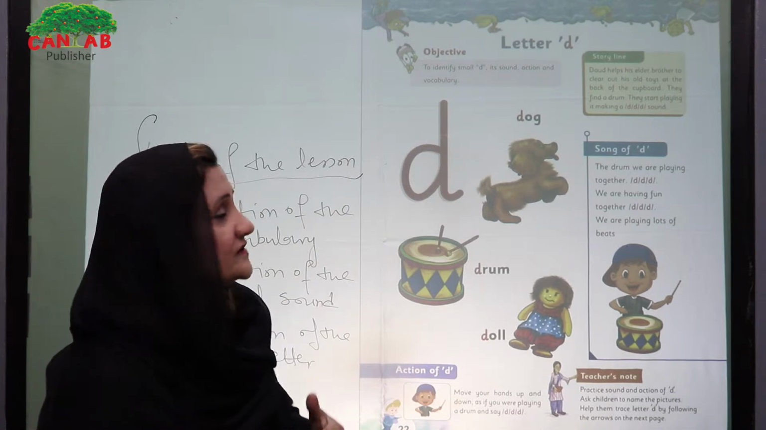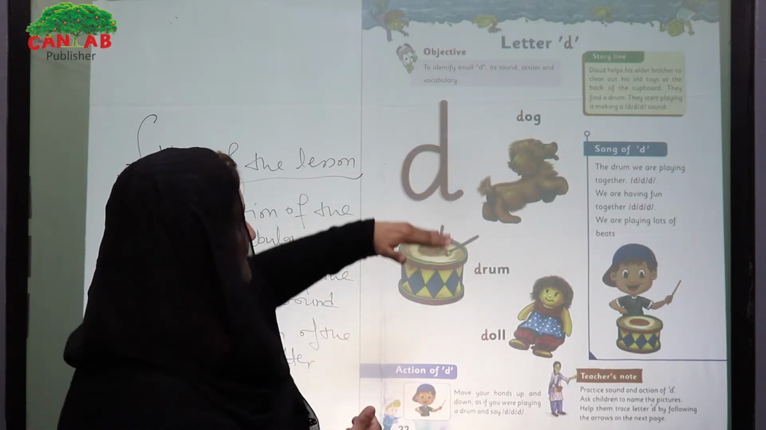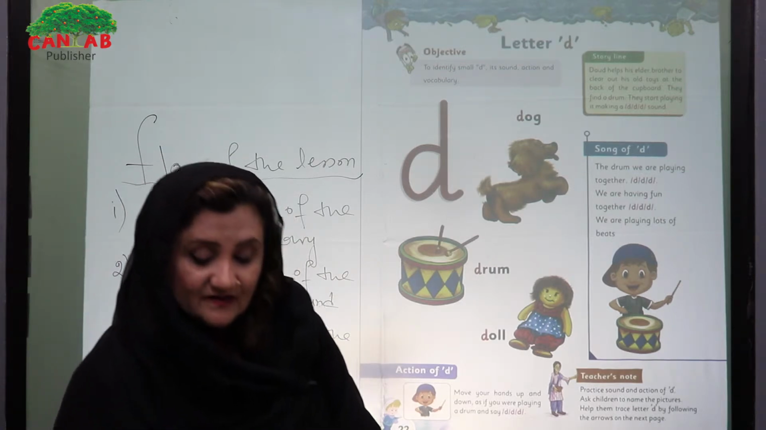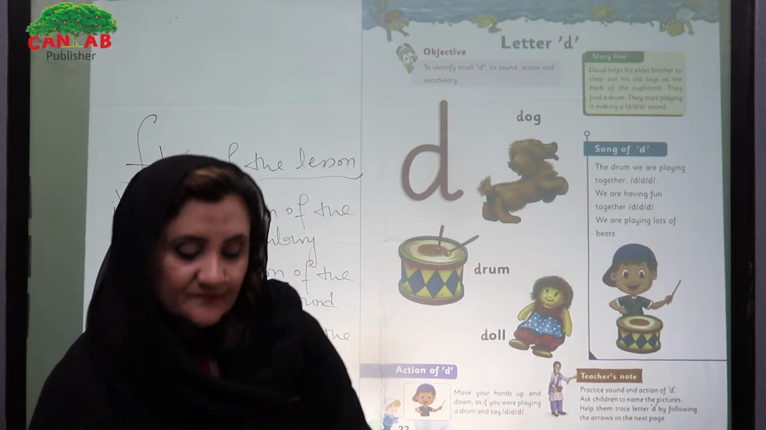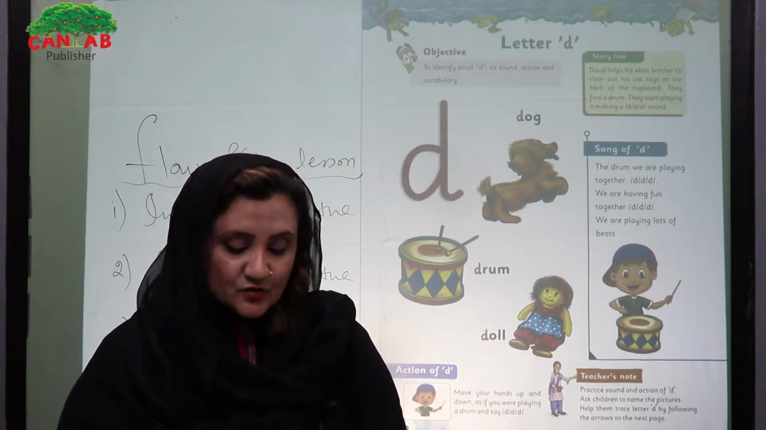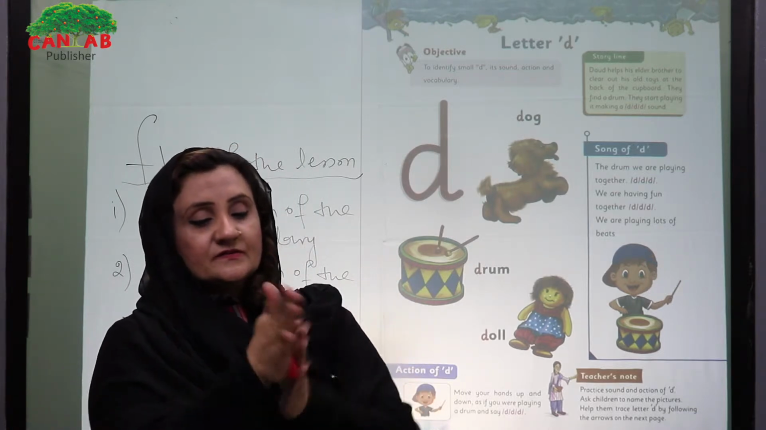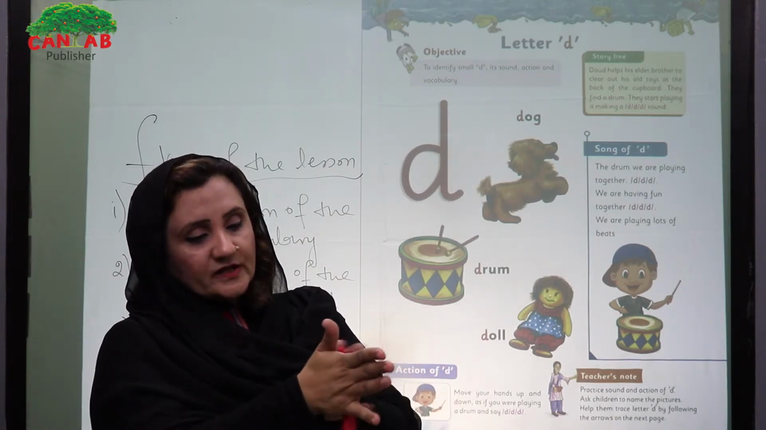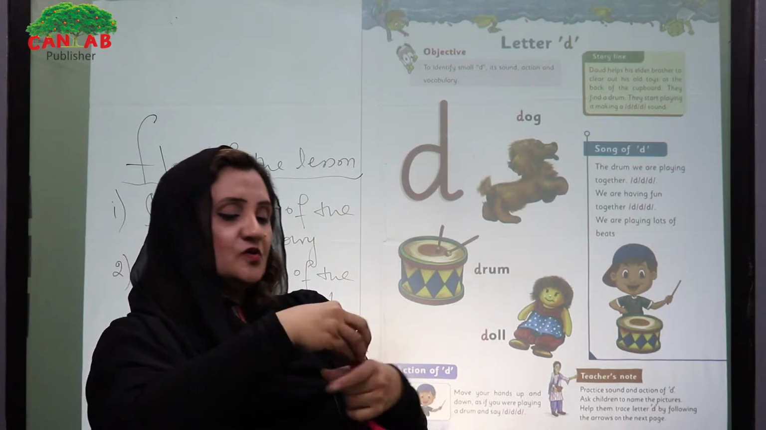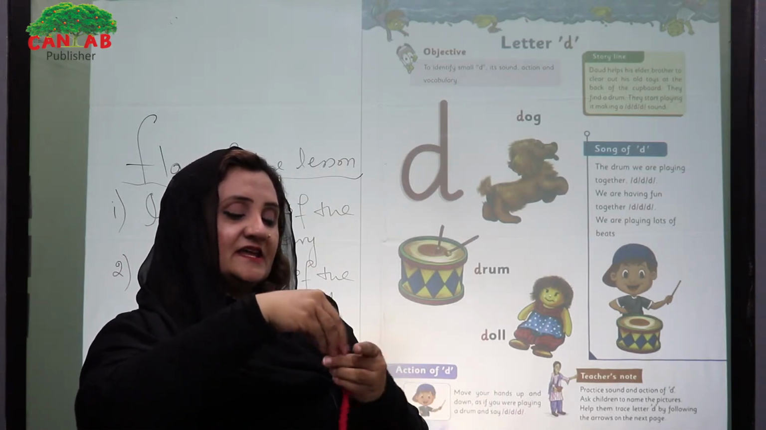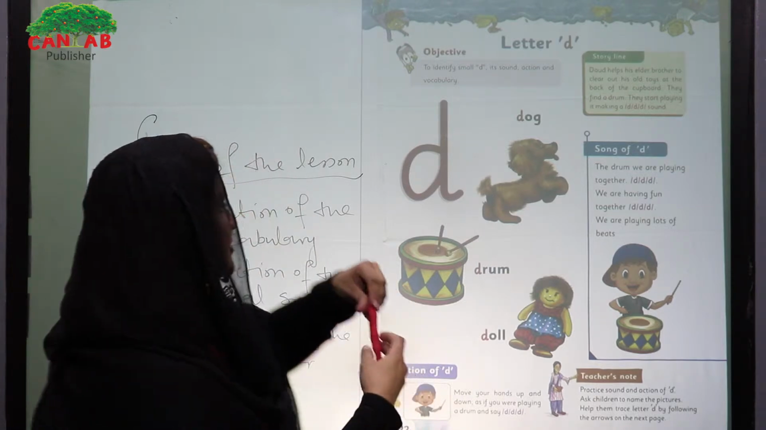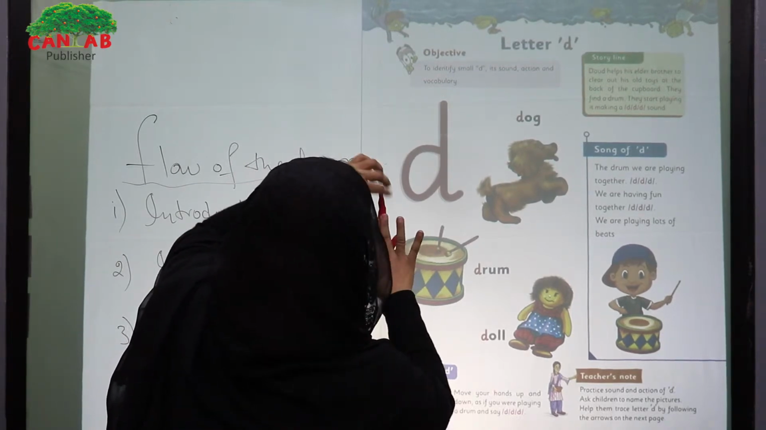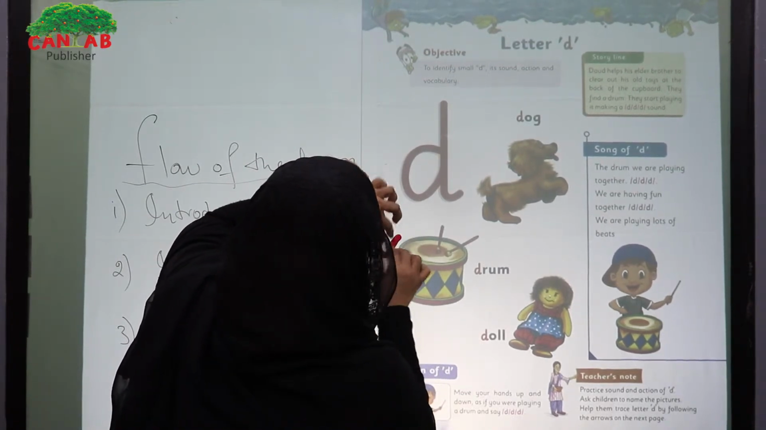After this, you can focus on the formation of letter D as given in the book. And then here is the time for the activities. You can give Play-Doh to your student, and you can ask them to roll it like this and to make a coil with the help of the Play-Doh, and then it can be turned into the shape of letter D. We can make a letter D with the help of this Play-Doh.